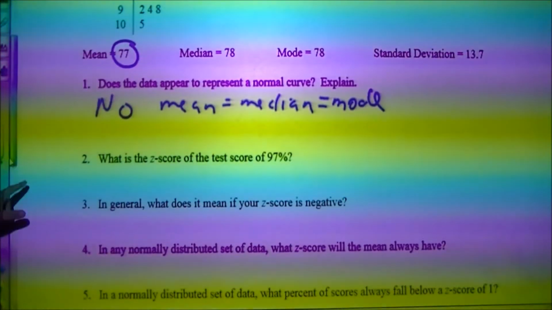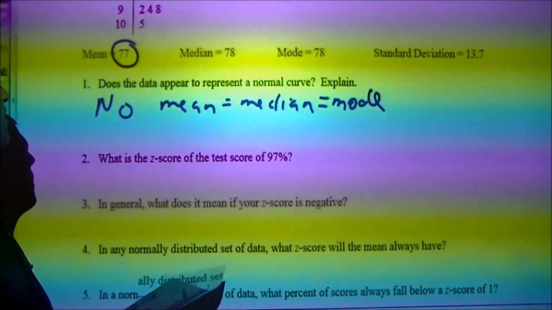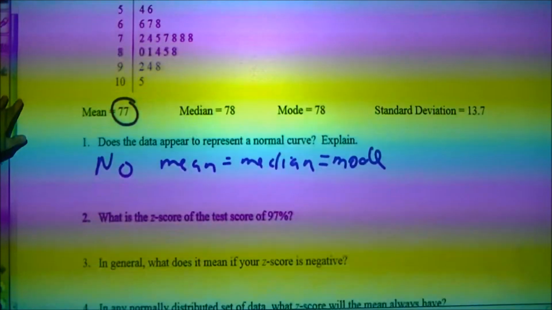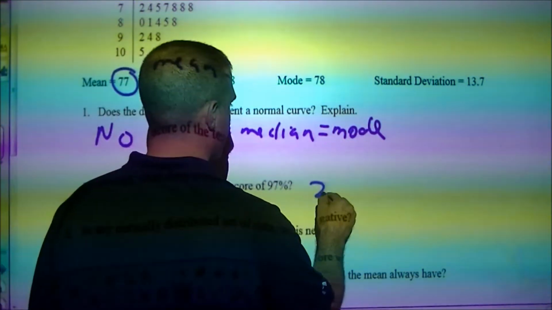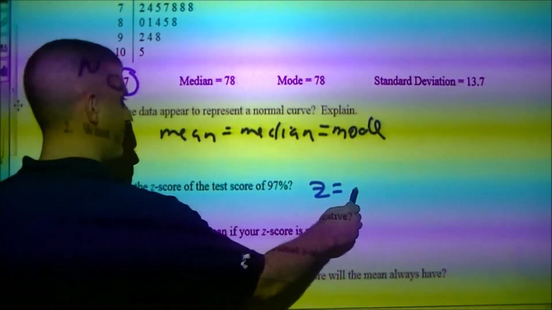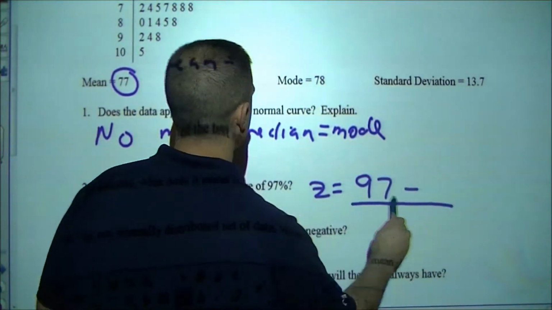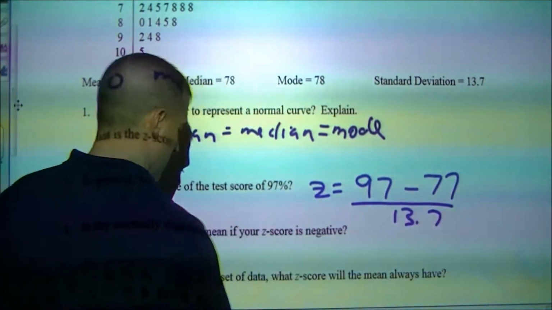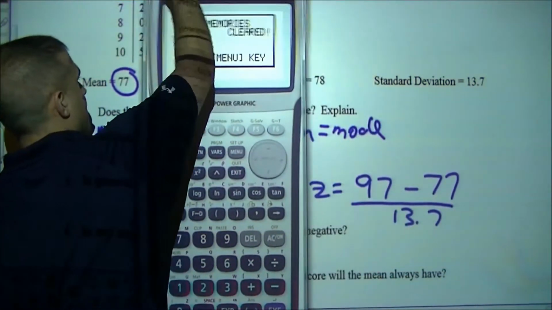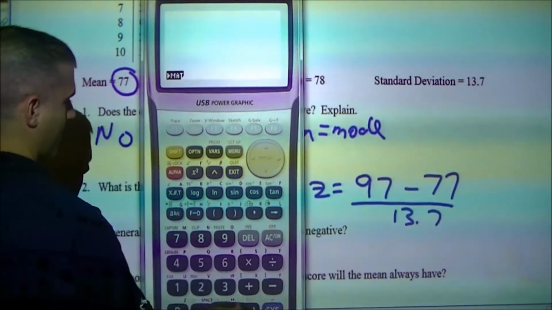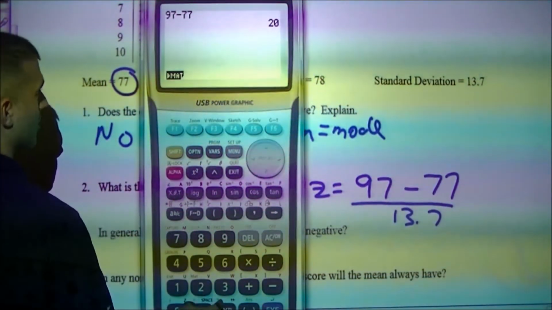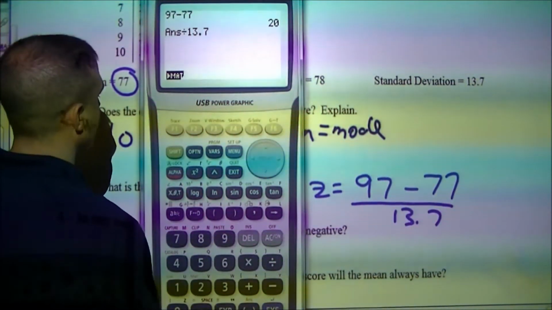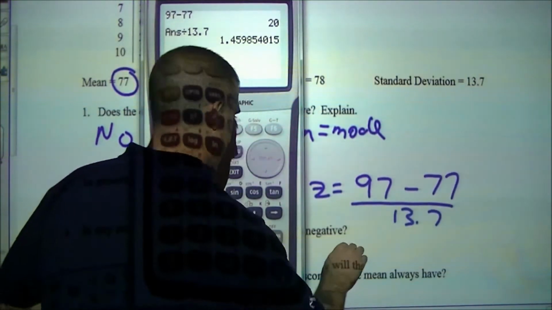What is the z-score of the test score of 97%? All right, so the way we figure that out is z is going to be equal to the item minus the mean, which is 77, divided by the standard deviation. So the key thing is when you type that in, go ahead and figure out the top part first, and then divide it by the bottom. So my z-score there is 1.45.